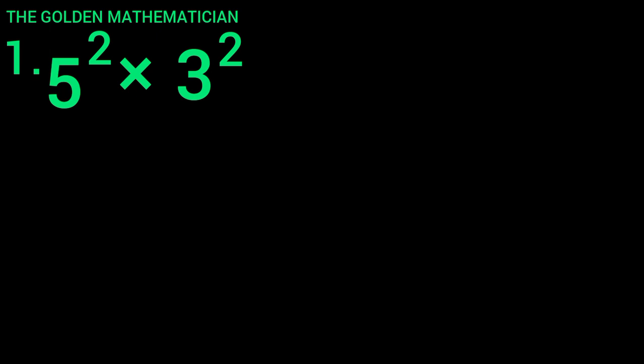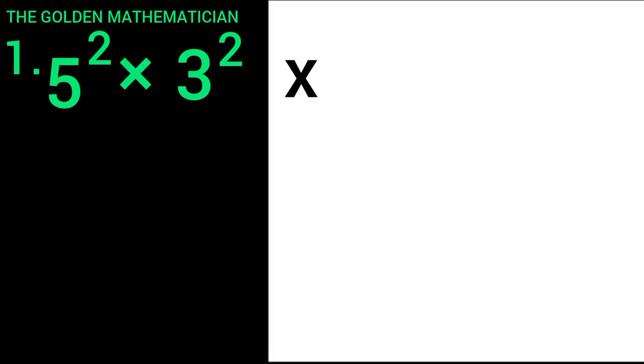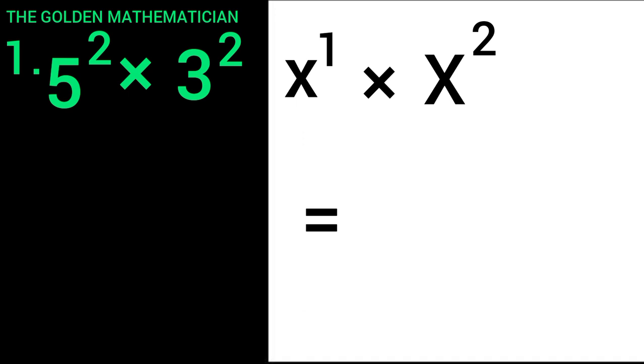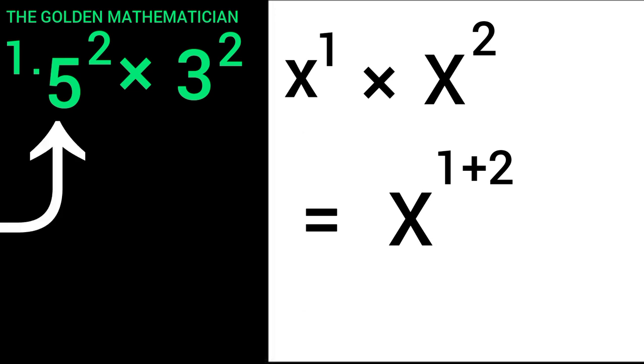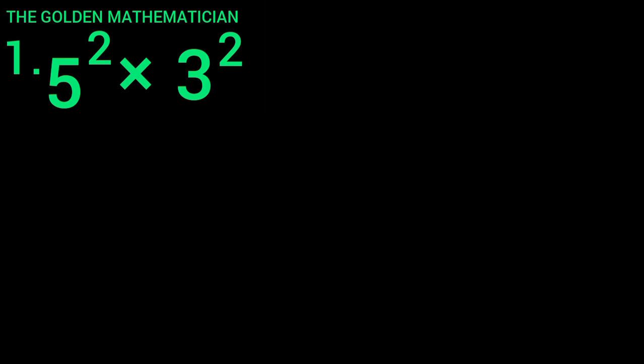Hence we cannot use the law of indices that says x raised to the power of 1 multiplied by x raised to the power of 2 is equal to x raised to the power of 1 plus 2. We cannot use this because the bases from our question, 5 and 3, are not the same. But if you look closely, you observe that their powers or their indices are the same.